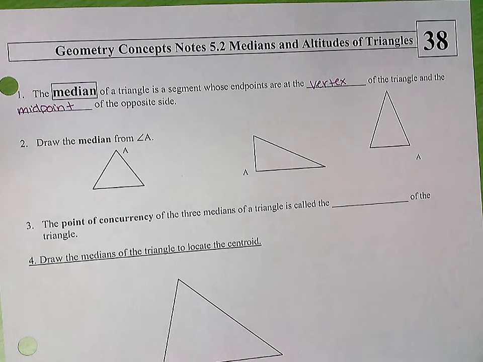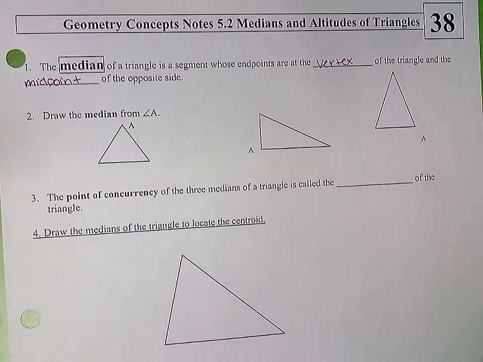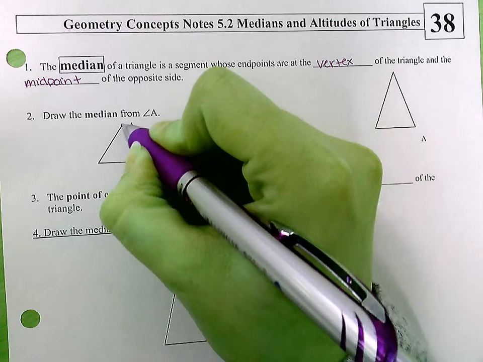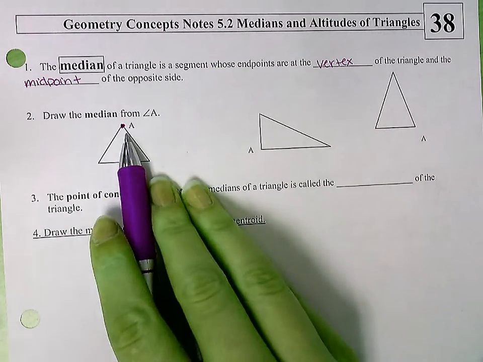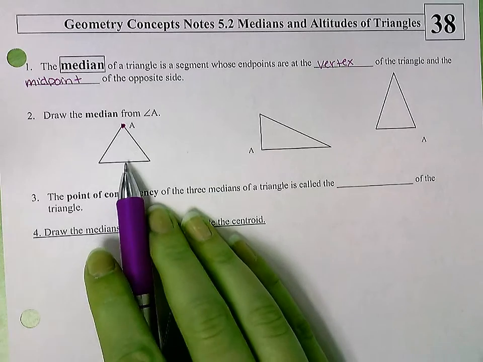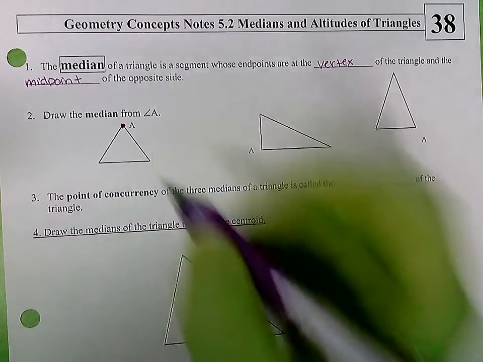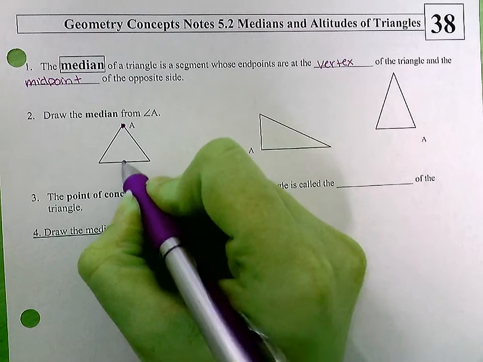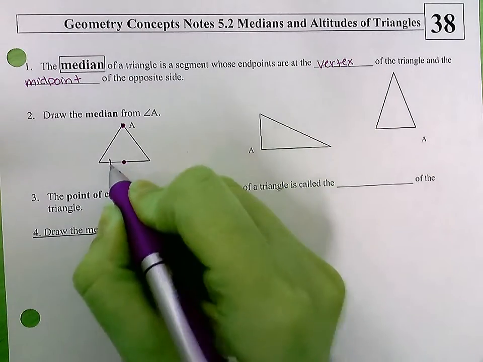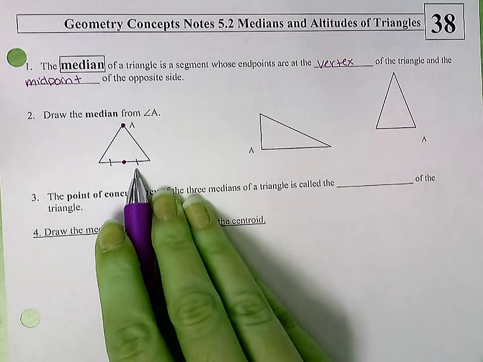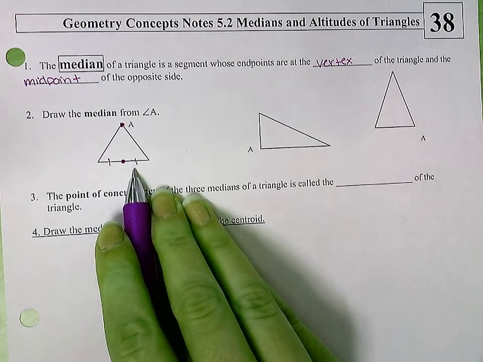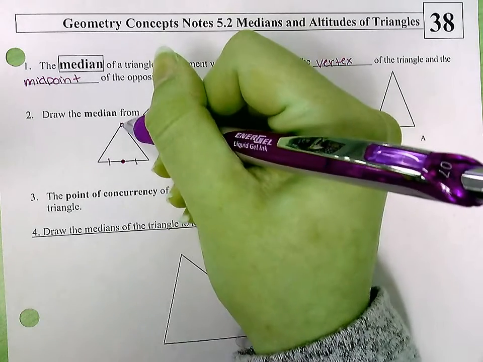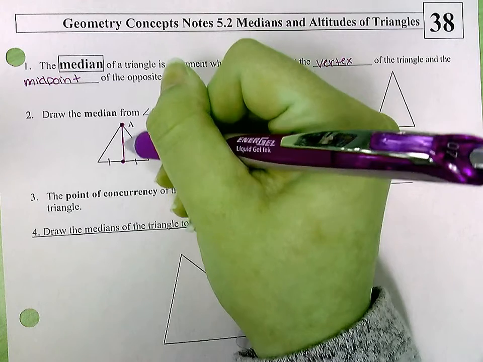Okay, so a median goes from the vertex, so one of the angles in your triangle, to the midpoint of the opposite side. So in our three triangles, we're going to draw in this median. Okay, so we're going from vertex A. Again, I'm just going to estimate the midpoint of that opposite side. Okay, so my midpoint's right here of that opposite side. Since it's a midpoint, those two segments would be congruent. Now to draw in the median, you'd connect those two dots.